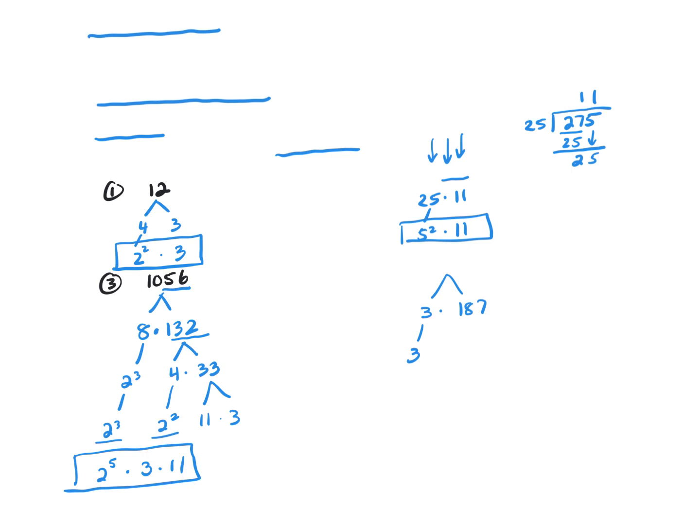And then 187, I've had 11 keep showing up a lot today. That's going to be 11 times 17 because 7 plus 1 is 8. So my prime factorization is 3, 11, and 17.